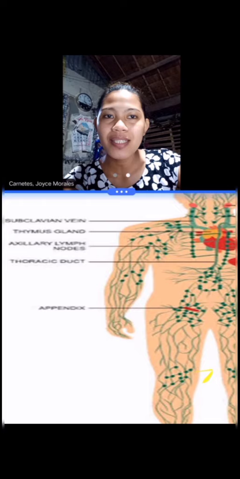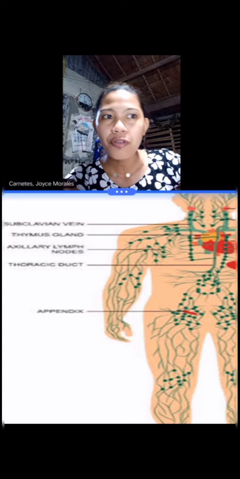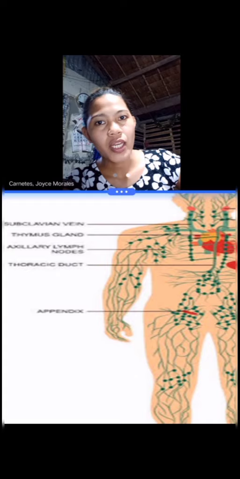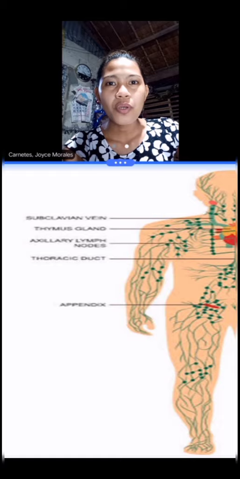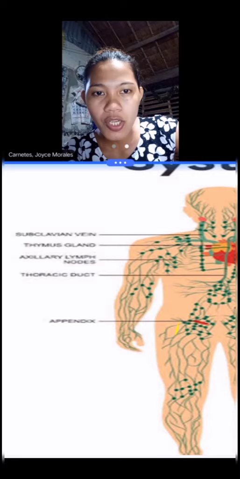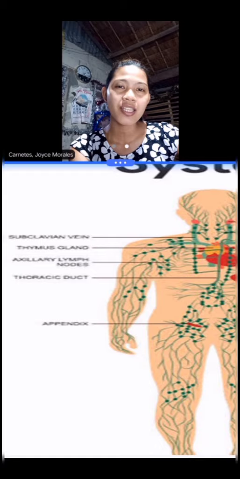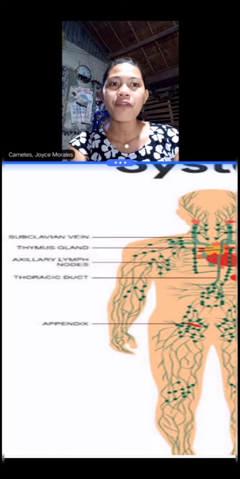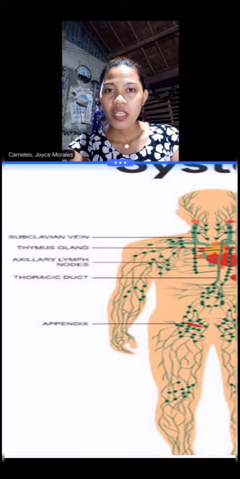Next is the appendix. The appendix contains lymphoid tissue that can destroy bacteria before it reaches the intestine wall during absorption. Next is the collecting duct, or the thoracic duct. It empties the lymph and connects to the subclavian vein here, which returns the lymph into the bloodstream, and it helps to maintain the normal blood pressure or the normal volume, as well as prevents the excess fluid around the tissue, or what we call edema.